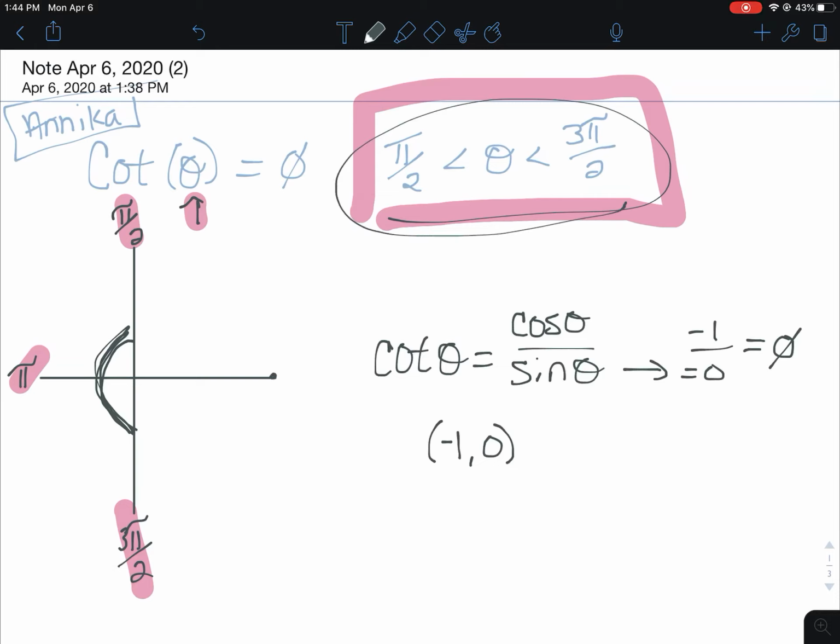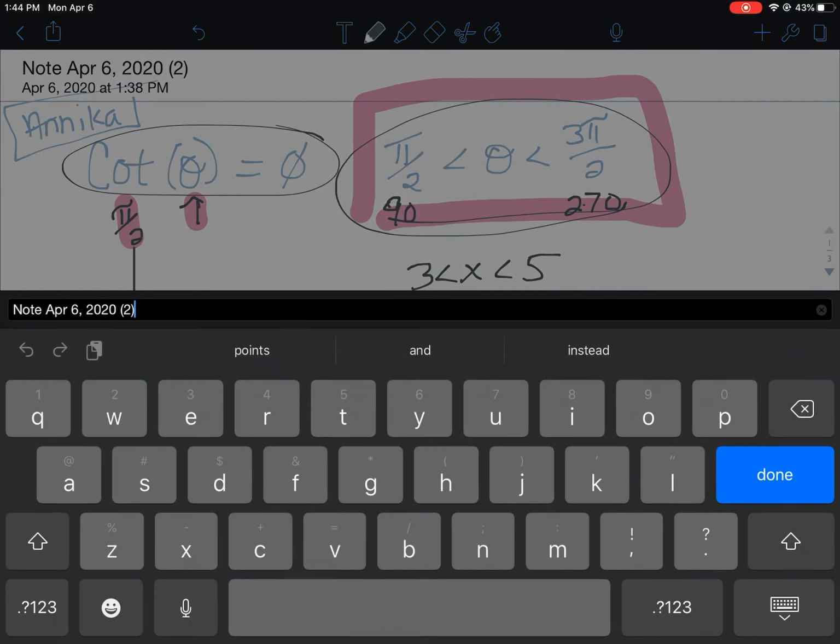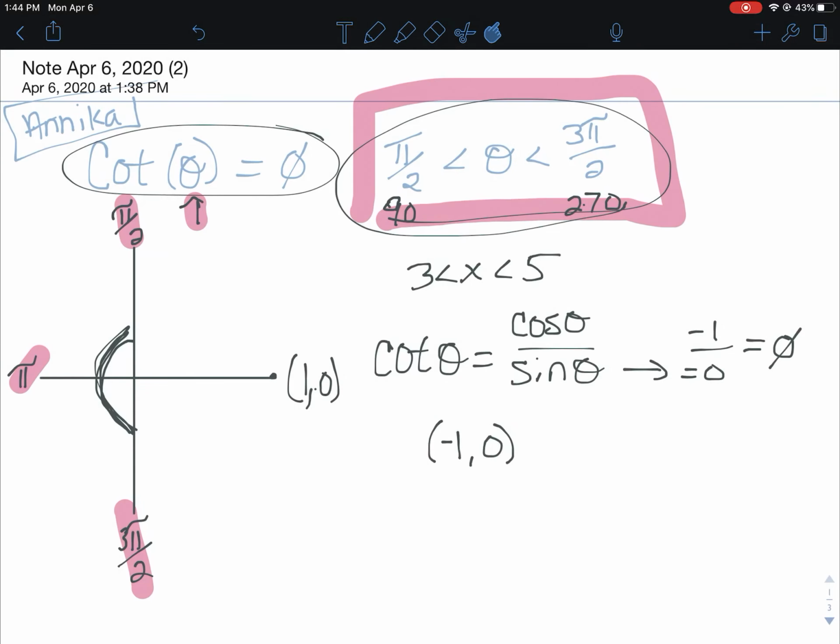If they didn't put this restriction on, then we could have picked the point 1, 0, right? That would have also given us the cotangent being undefined. So all that's really saying is where to choose your angle between. It's just like if I said, 3 is less than x, which is less than 5. Well, x has to be between 3 and 5. They're just saying your angle has to be between 90 and 270. All right? And this information also has to be true. Hopefully that cleared that up.